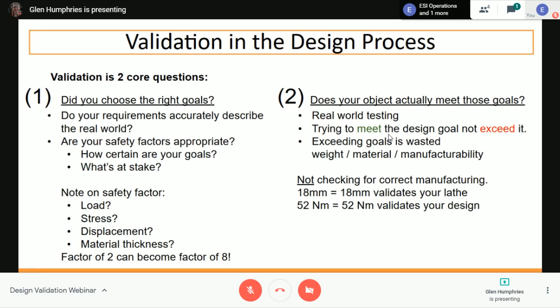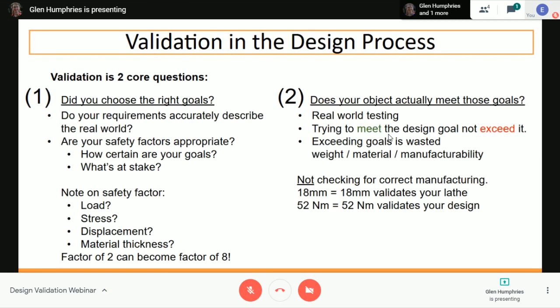Alrighty, validation. So you're going to hear these two points quite a few times tonight, and they're really the two things we found ourselves repeating at last year's validation event. Validation is two core questions. The first one is summarized as, did you choose the right goals?